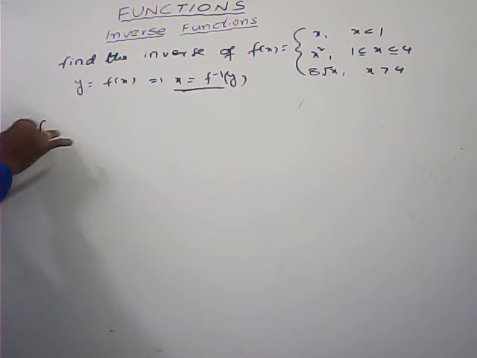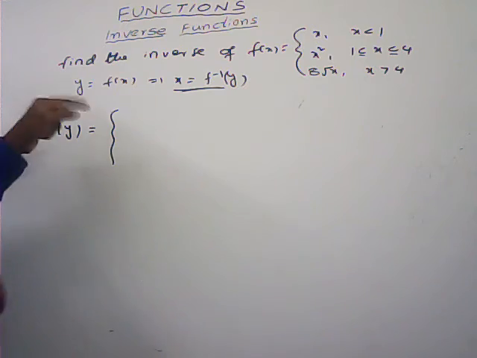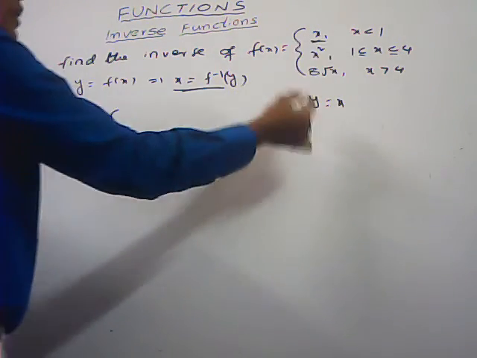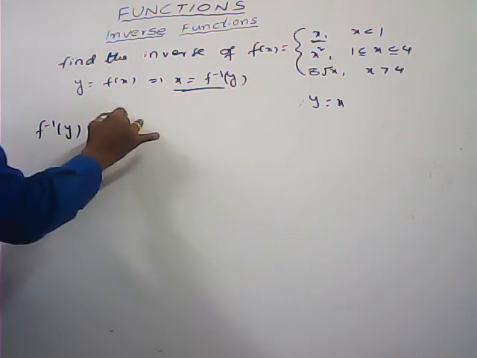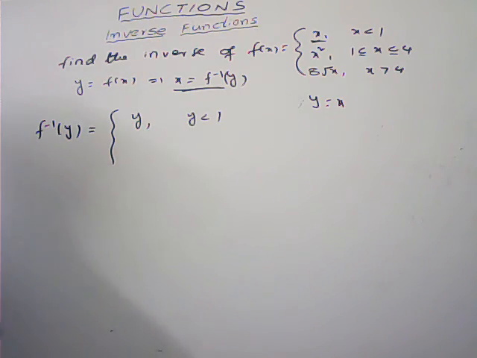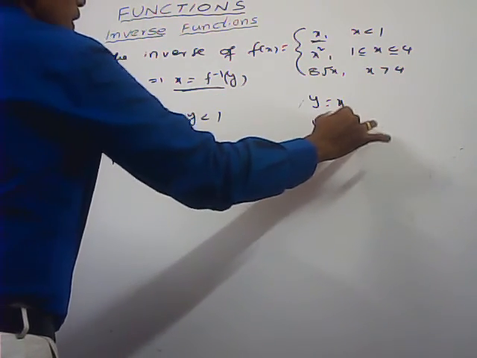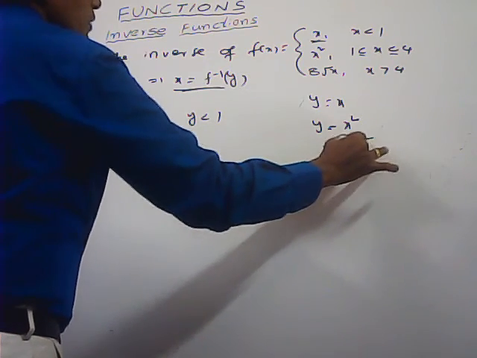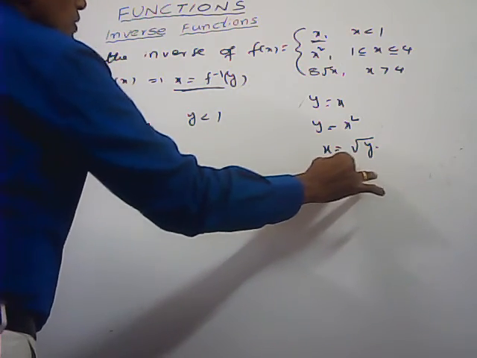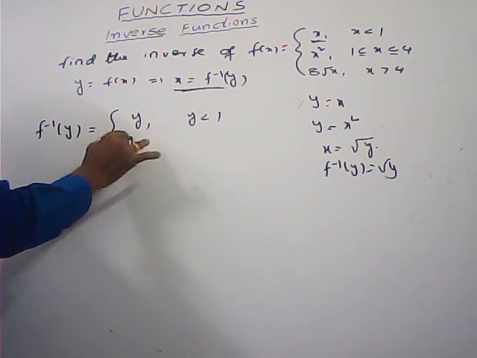Now f inverse of y is equal to, let the given function be y is equal to f of x, y is equal to x, and here x is the f inverse of y, f inverse of y is equal to y. Here x equals y, for y less than 1. Next, y is equal to f of x, y is equal to x square. By making x the subject, x equals root y. What about the x value? That is f inverse of y. f inverse of y is equal to root y. The inverse of the second function is root y.